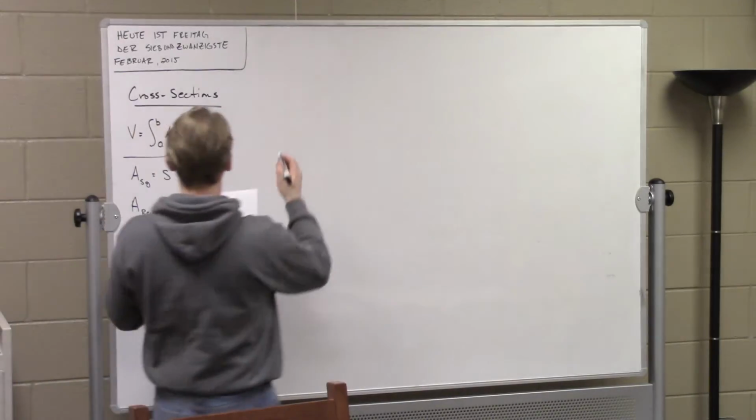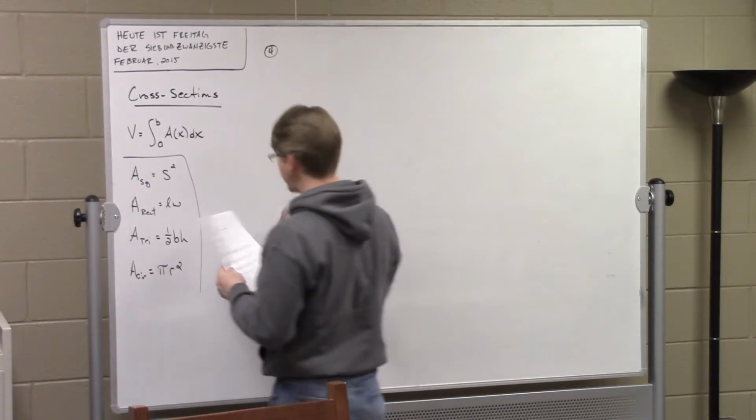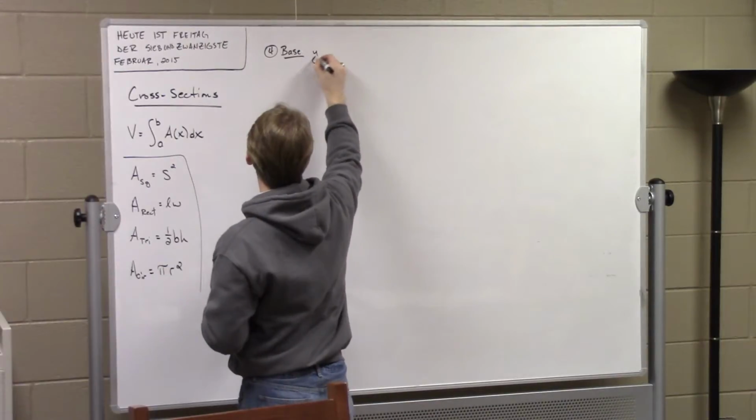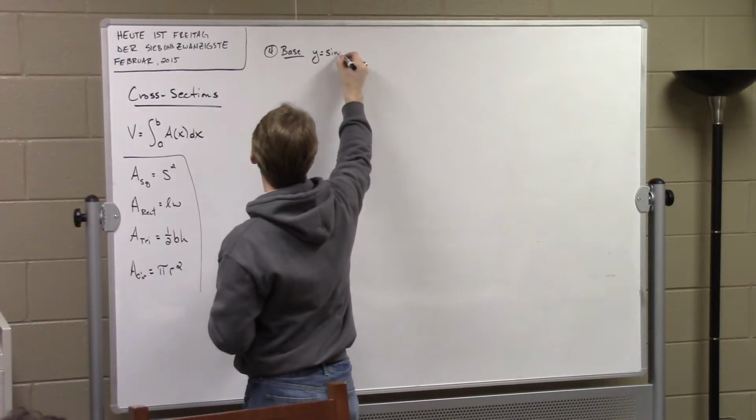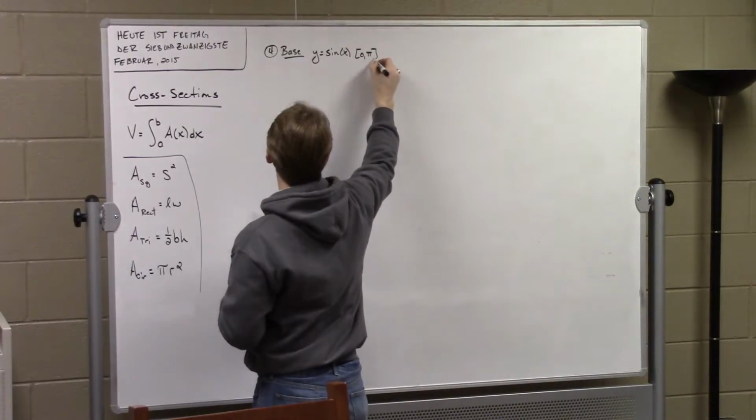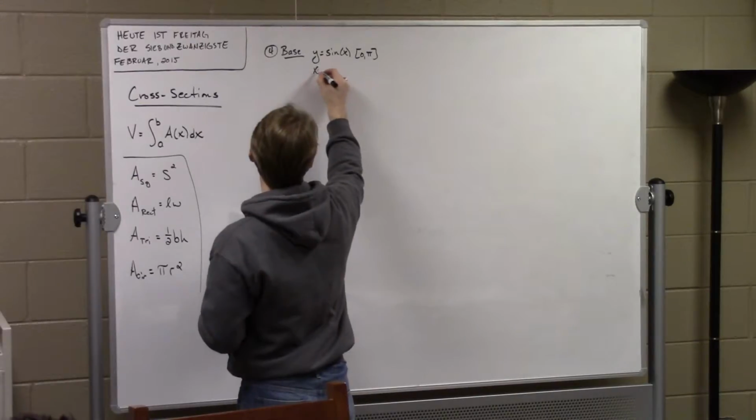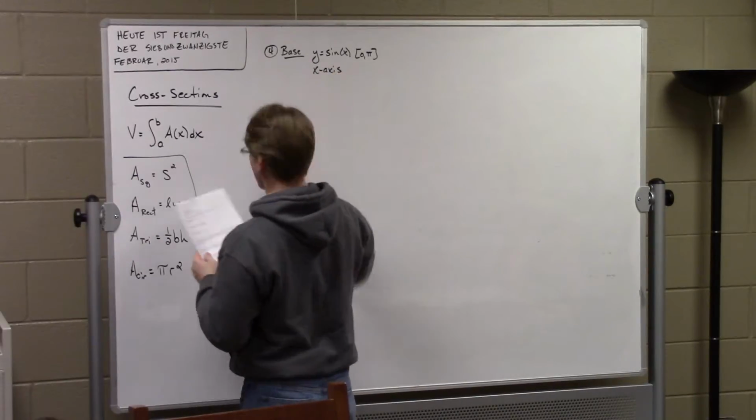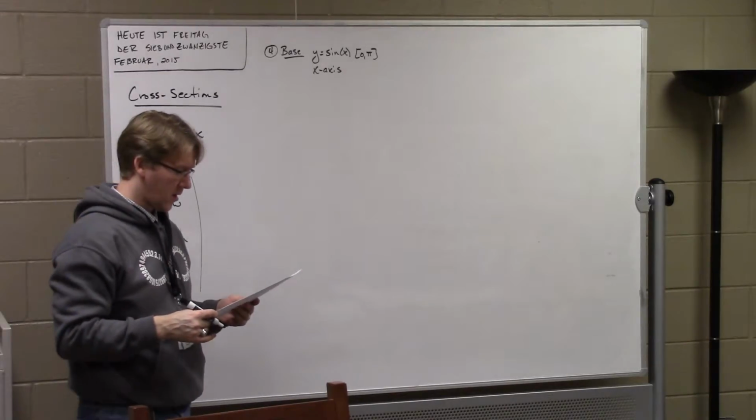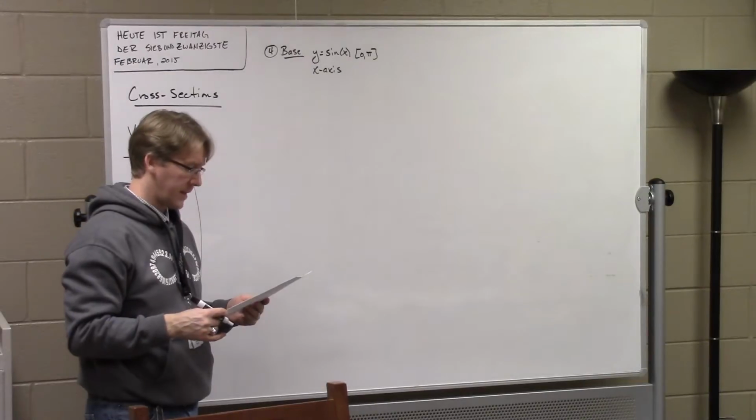All right, let's do number 4. So here's our base. The base for this figure is the equation y equals sine of x from 0 to pi, and that's it. Oh, and the x-axis, so lop it off at the bottom. And cross sections are going to be semicircles with the diameter on the base.